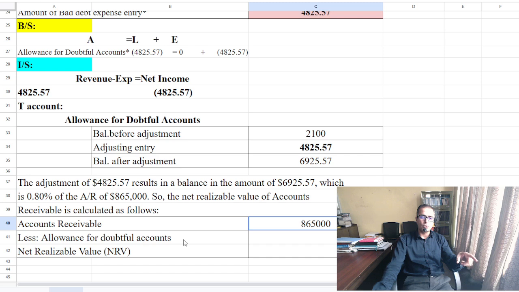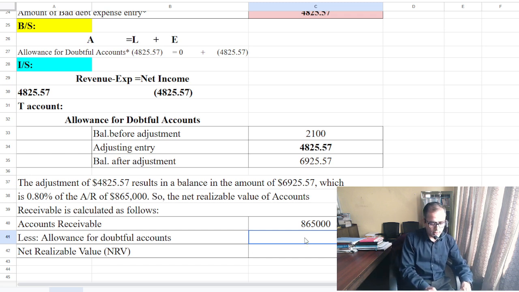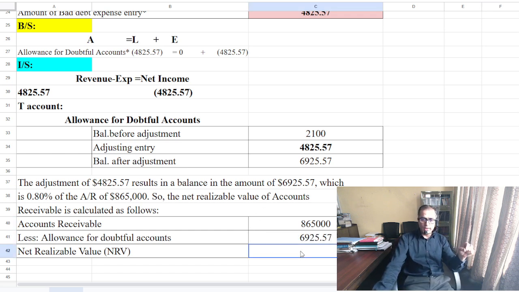Now the allowance for doubtful accounts, you have to use this value, 6925.57. That is why the net realizable value that we would be showing in the balance sheet is this minus this. This is my net realizable value that would be reported in the balance sheet, friends.